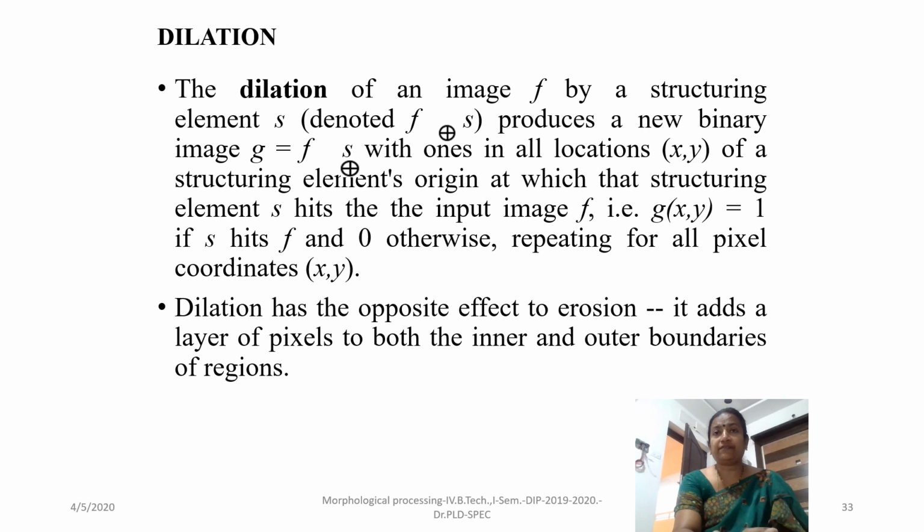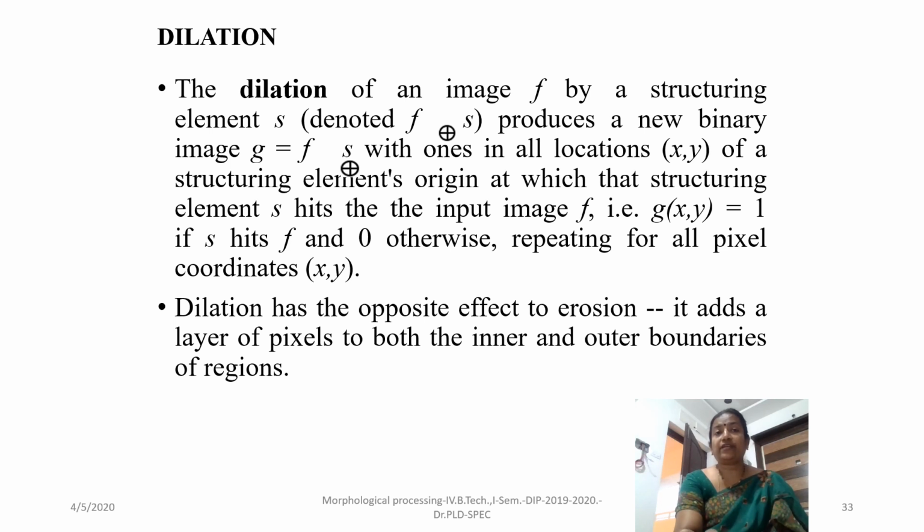Dilation of an image F by structuring element S. Suppose the input image is F and the structuring element is S. How are we going to denote the operation of dilation? F dilation with S produces a new binary image G, with ones in all locations xy of a structuring element's origin at which that structuring element S hits the input image F.